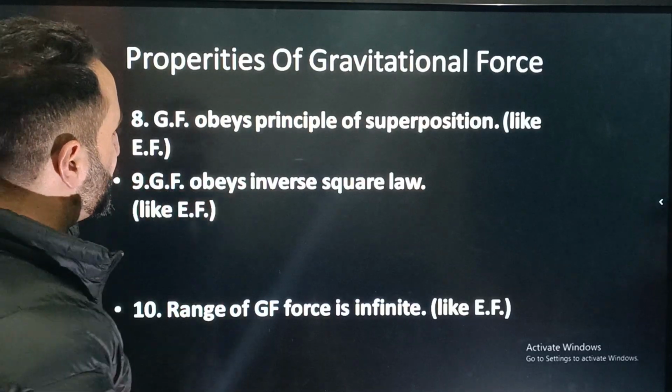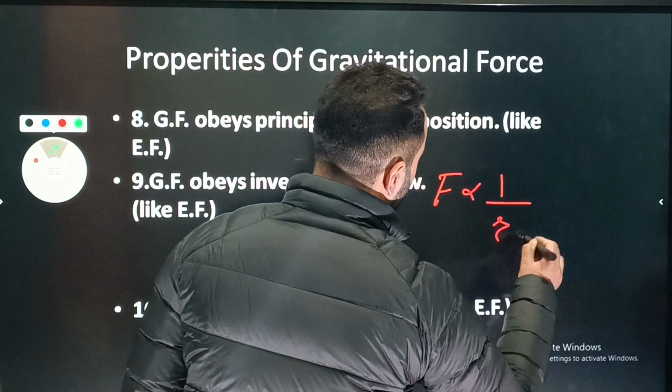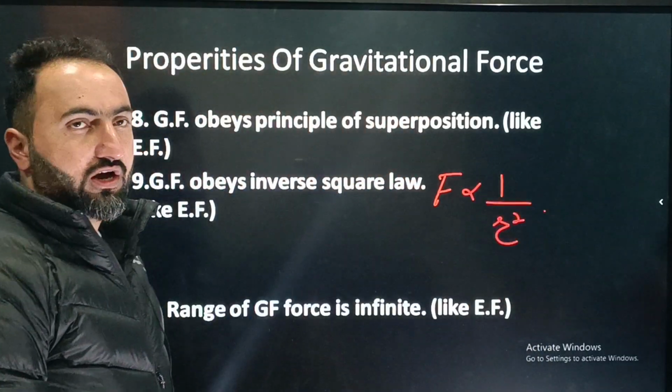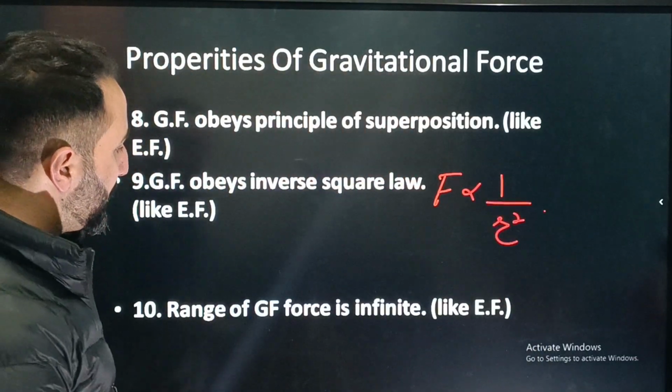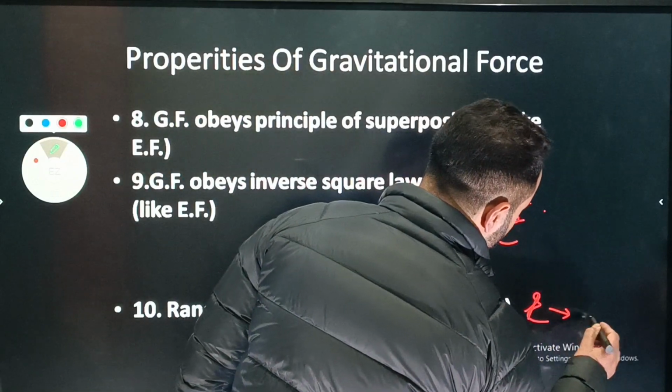Gravitational force obeys the inverse square law. So what does this mean? This simply means that F is proportional to 1 divided by R square. The range of gravitational force is infinite. So that means the range is infinite.